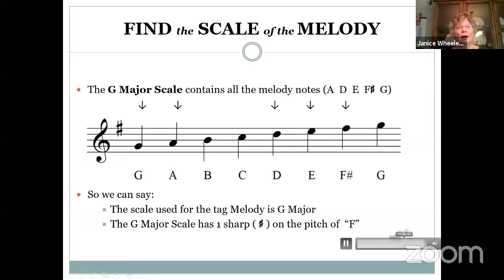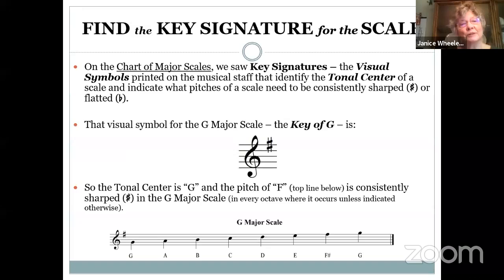On the chart of scales, we saw that there were key signatures, or visual symbols, printed on the musical staff. Those identify the tonal center of the scale and indicate what pitches of that scale need to be consistently sharp or flatted. That visual symbol that was on the G major scale is printed here for you. So the tonal center of our melody is G, and the pitch of F is consistently sharp in the G major scale in every octave where it occurs, unless indicated otherwise.